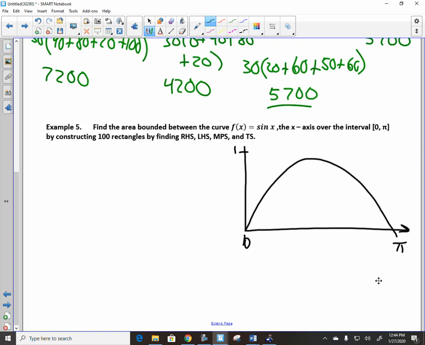Can somebody tell me what's the width of the entire interval? Pi is the entire width. How many rectangles? How many subintervals? 100. So what's going to be the width of each rectangle? Pi over 100, right? We all just say the width is equal to pi over 100.